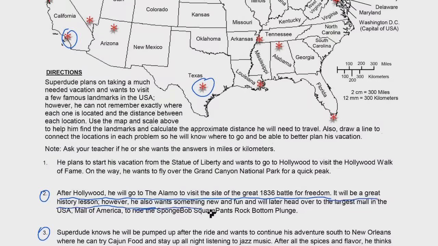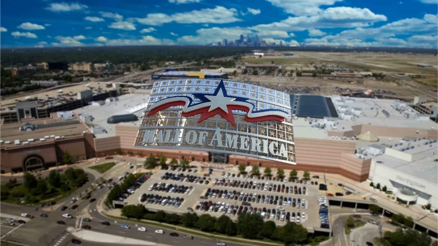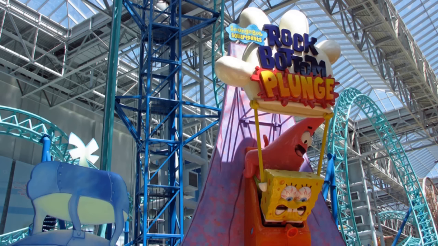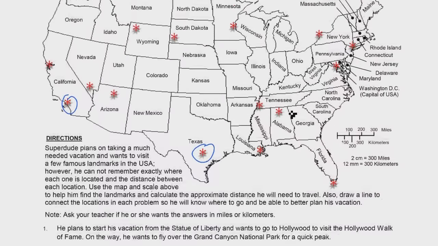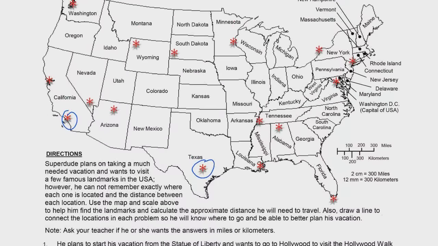Next, it says it will be a great history lesson. However, he also wants something new and fun and will later head over to the largest mall in the USA, Mall of America, to ride the SpongeBob SquarePants Rock Bottom Plunge. And the Mall of America is located in Bloomington, Minnesota. And there's Minnesota, and there must be Bloomington, Minnesota. So after Texas, he's heading up to Minnesota.